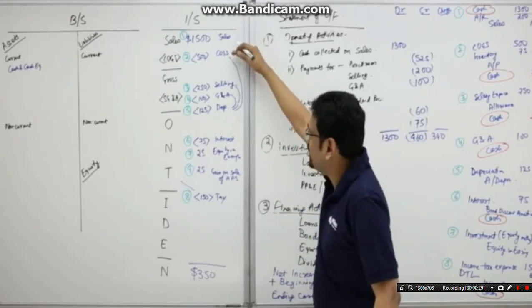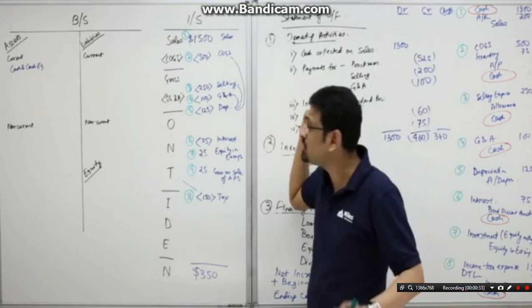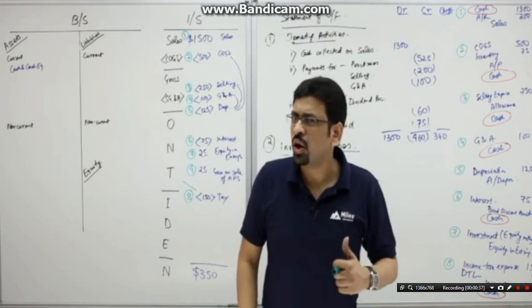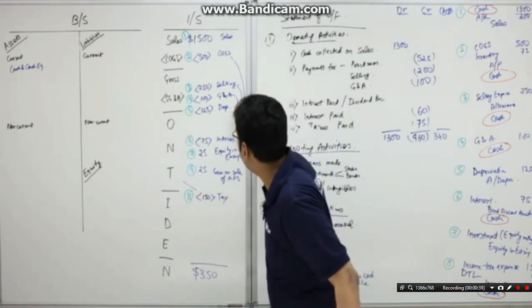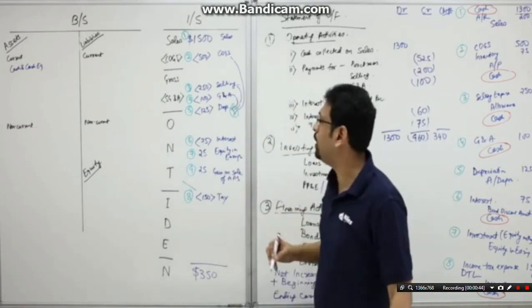Sales less COGS, that's cash. Selling is cash. G&A is cash, goes out in cash. Do you pay out depreciation in cash? No, you don't. So that's a non-cash item. So that's an adjustment 1 on your indirect method.